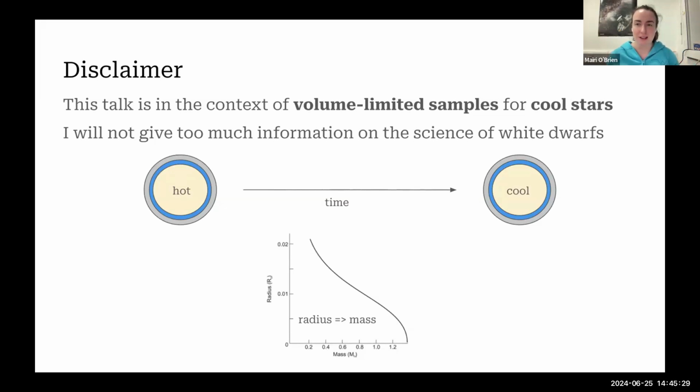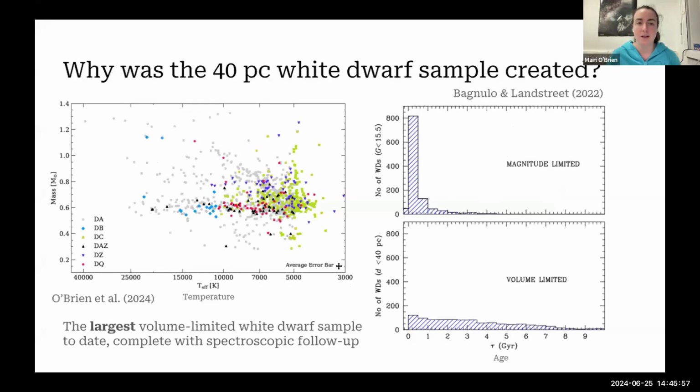More generally, two things that are important for white dwarfs are that they cool down as they age because they're no longer burning fuel in their cores. So they start off hot and then over time they cool down, which means that the temperature of a white dwarf is a reliable proxy for its age. So we can quite easily determine white dwarf ages. Additionally, due to the well-defined mass radius relation of white dwarfs, if we know the radius of the white dwarf, we can determine its mass. So we can get masses and ages quite easily for white dwarfs.